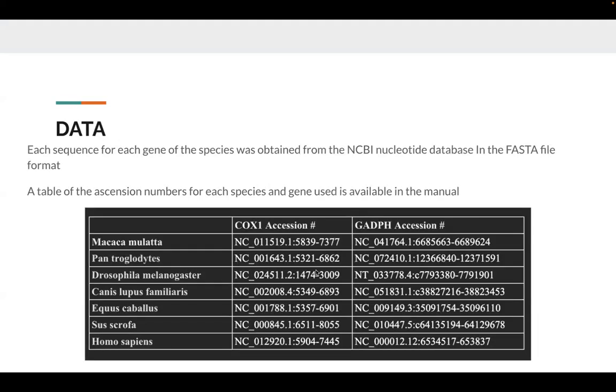So in the instruction manual, the data used is FASTA files that were all obtained through the NCBI nucleotide database. And here I have a table showing all of the accession numbers for both the genes as well as for all the species.